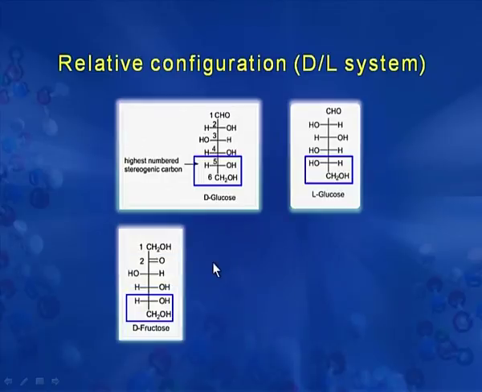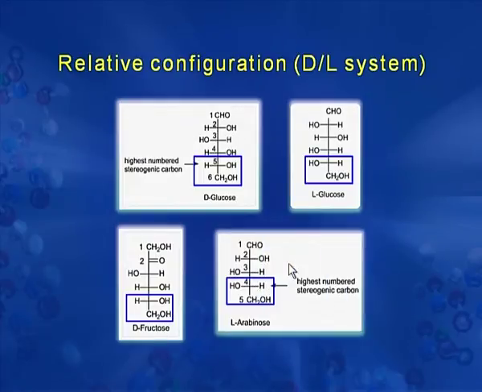We can use this method for fructose also. In fructose, again we write the chain like this, and the lowermost carbon in this isomer has hydroxyl on the right, so it is D-fructose. The method can be used for five-carbon sugars also, like this is L-arabinose. Here the hydroxyl group on the lowermost asymmetric carbon atom, or the highest numbered asymmetric carbon atom, is on the left side. So that is why it is designated as L.